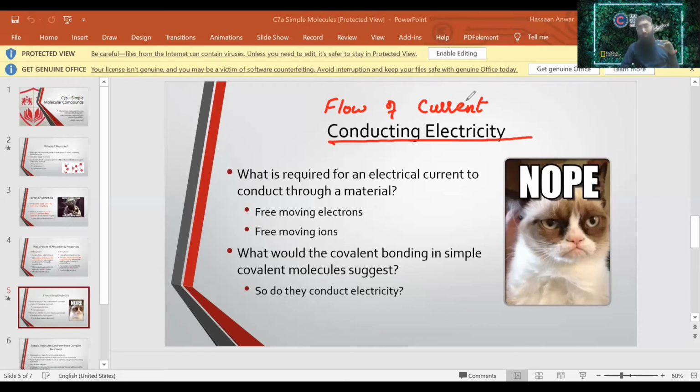And to conduct electric current, what does a material need? A material needs two things. Free moving electrons are required to conduct an electric current, and we will study this topic in detail when we study the chapter on electrochemistry. The other thing required is free moving ions. What about covalent bonding? Simple covalent molecules do not conduct electricity. Very important point.